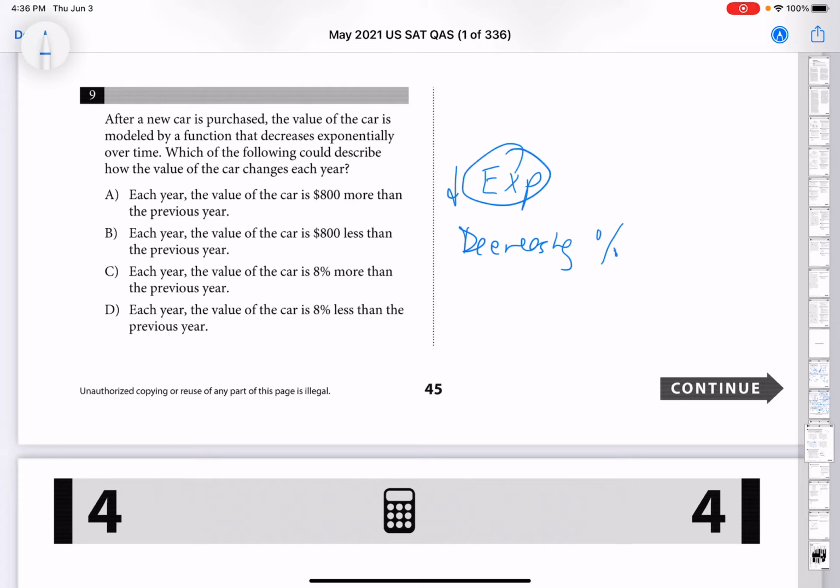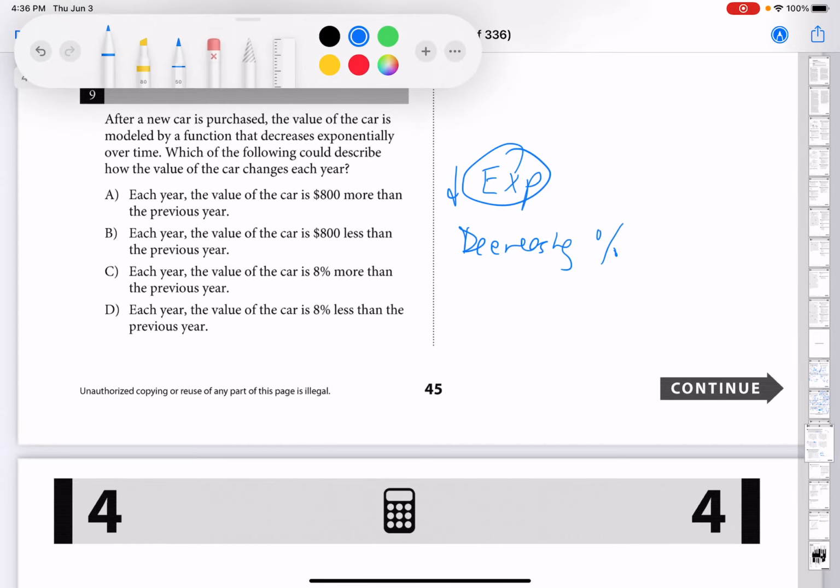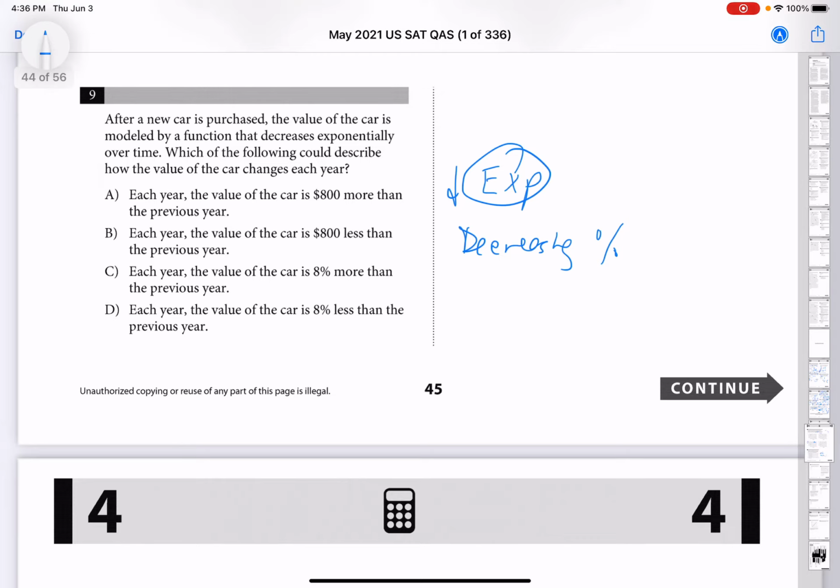So for each passing unit of time, it means that it's going to be changing by a percentage amount. So whenever you have anything that is exponential, it's going to be a percentage. If it's going to be a linear equation, then it's just going to be a constant amount, like a slope. Okay, guys? So right now we're looking for something that says decreasing by a percentage.